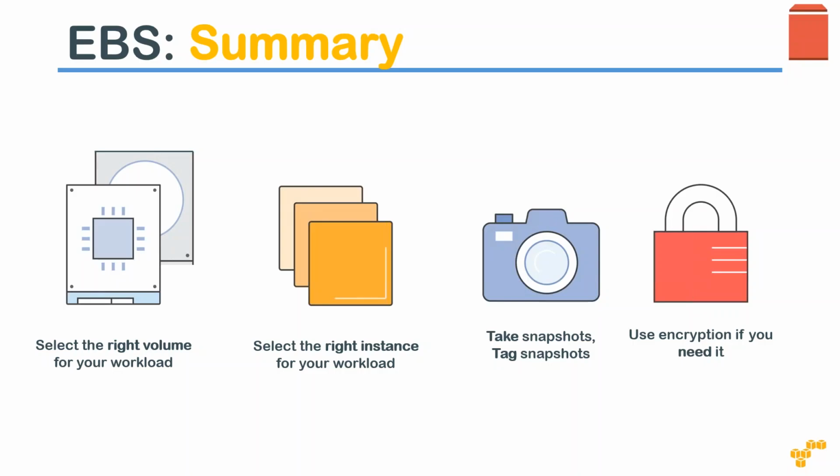As a summary, select your right volume first, then select your right instance, take snapshots, tag your snapshots, and use encryption when you need it. Just because it is easy to put a checkbox, don't use it. It is not going to add any value. And if you're going to share it or going to have multiple people accessing it, it is going to become much of a hassle rather than a benefit. So choose encryption wisely.